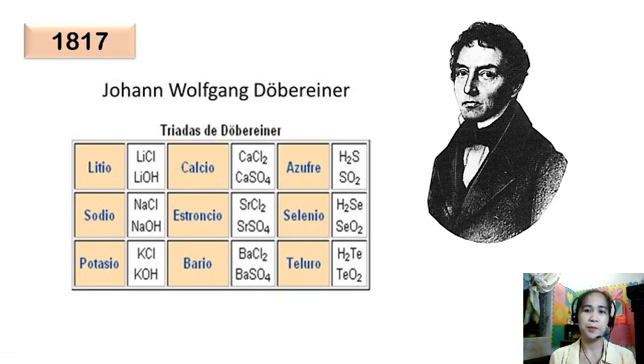The development of the periodic table could be traced back to 1817 to the work of Johann Wolfgang Dobereiner, a German chemist who formed the triads of elements with similar properties, like the triad of calcium, barium, and strontium. So therefore, the idea of the periodic table begins in the year 1817 by Dobereiner. He formed the triads of elements with similar properties.